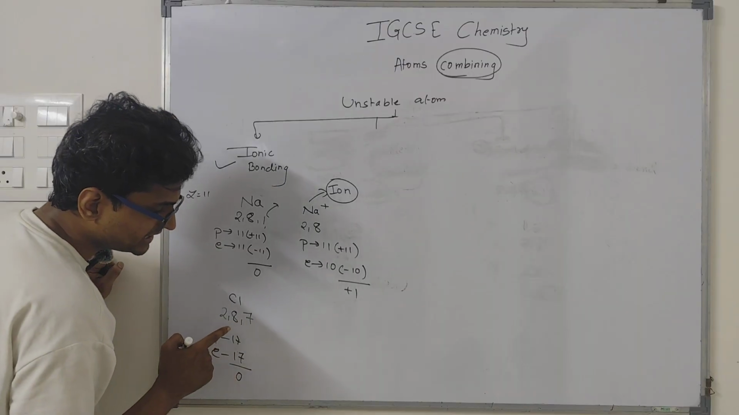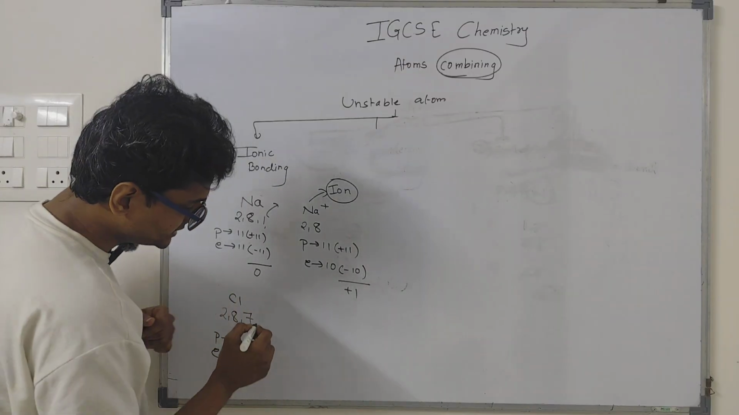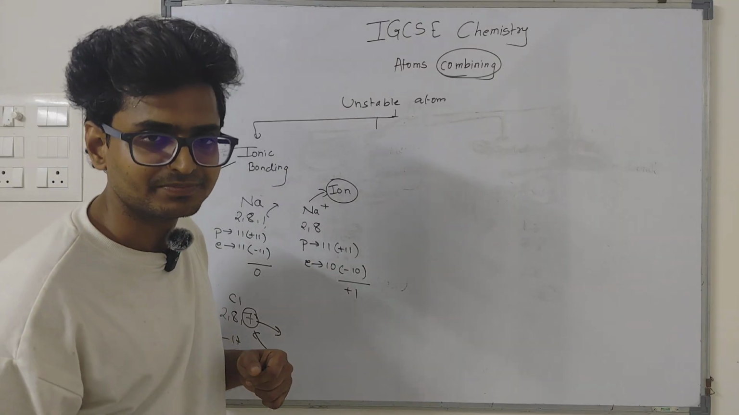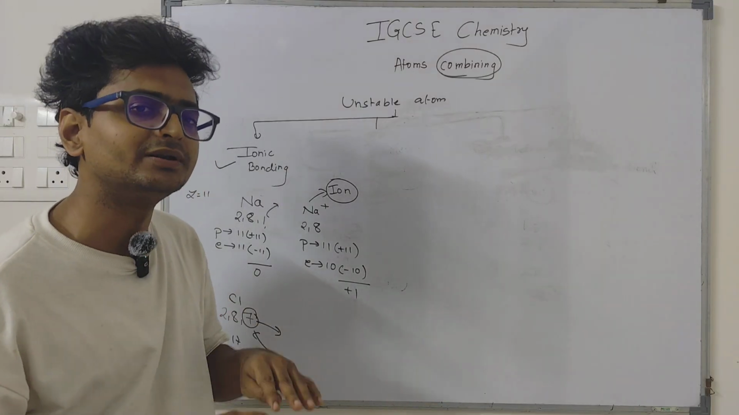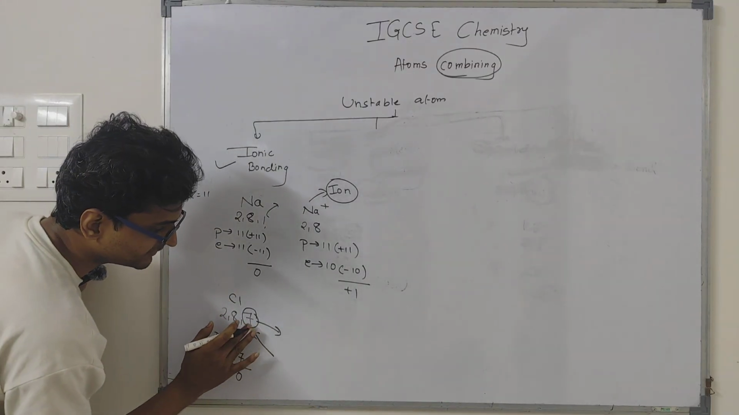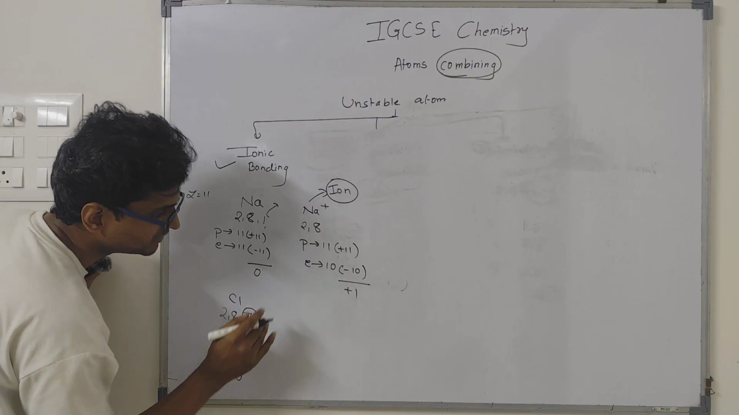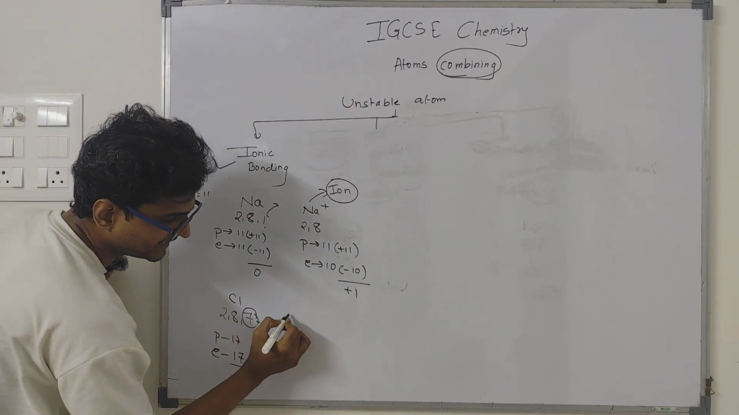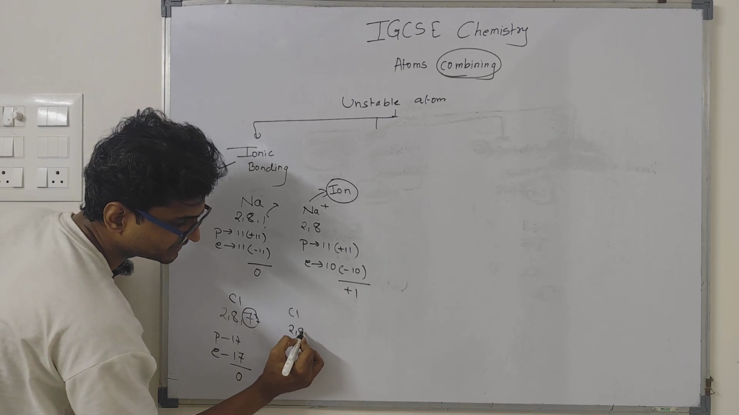Now to become stable, it can either lose these 7 or take 1. Whichever is easy, that will happen. Whichever number is smaller, that will happen. So instead of giving 7 electrons, it will take that one. For example, the electron lost by sodium will be taken by this. So what will happen? Chlorine will become 2, 8, 8.